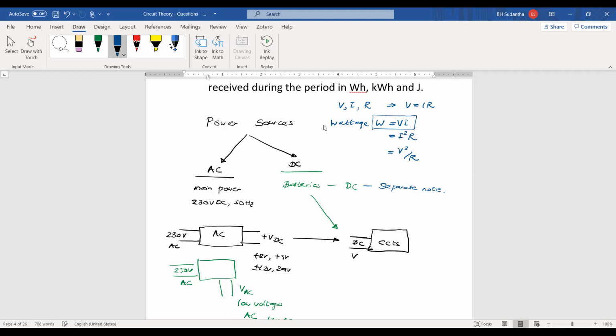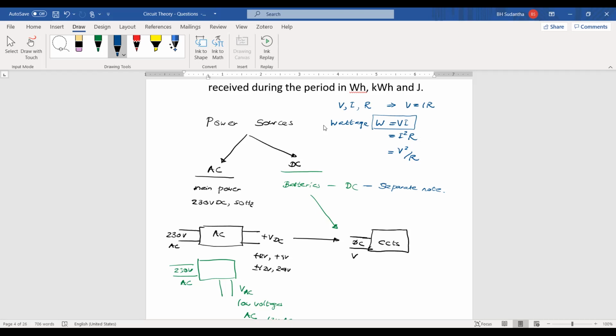What I have done here is that we have replaced this V using V equals IR, then IR is here, another I is there, then I squared R. Then here in this case, I have replaced I equals V divided by R. When it comes V divided by R, then V squared by R. Whatever the equation you can use.